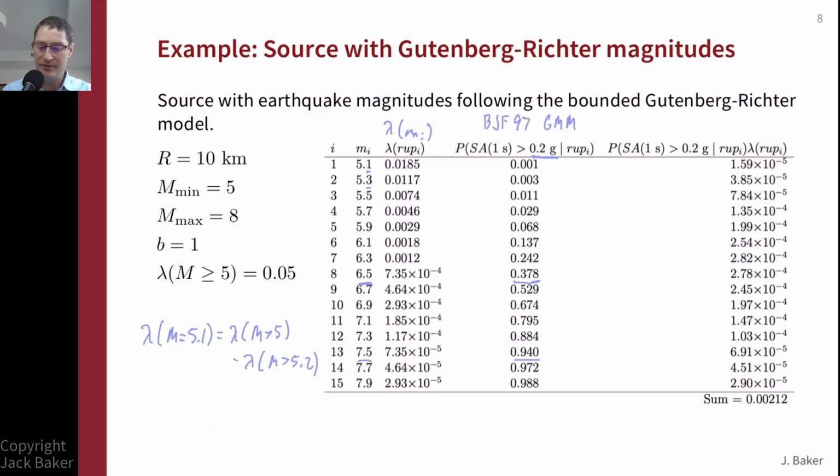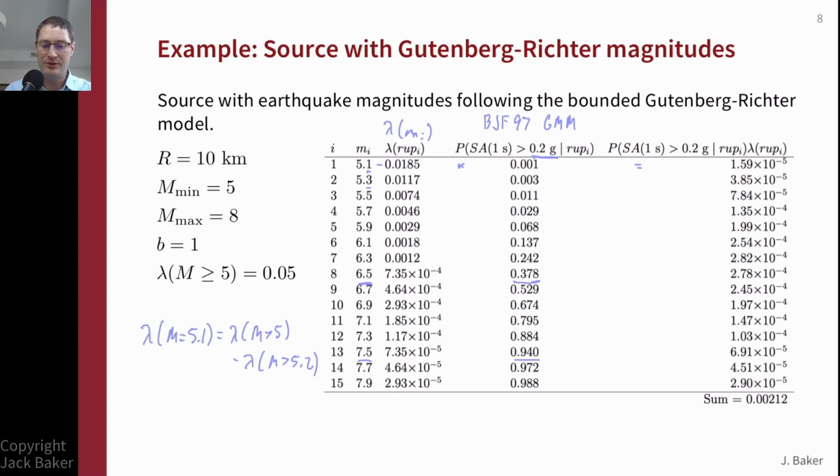And then for each one of these possible magnitudes, we're going to take the product of the rate of the rupture times the probability of exceedance. Those were the two terms in our PSHA equation. So we'll take, taking that top row here, 0.0185 times 0.001. It's a very low probability of exceeding this ground motion intensity given that small magnitude earthquake. And we will get 1.59 times 10 to the minus 5 over here in the right column. Okay, and we'll do that marching through all these different magnitudes, and we'll get these values down the right column.